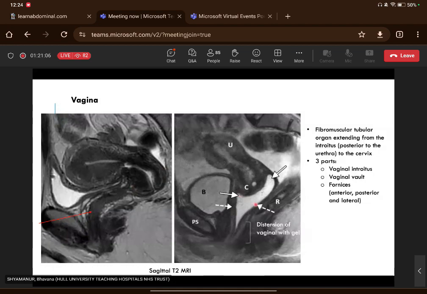But in this patient here who's got gel instilled into the vaginal canal, this opens it up a little bit, and then you can see the fornices a lot better. So here's the anterior fornix, the space between the vaginal walls as they come round and the cervix, and that's the posterior fornix.